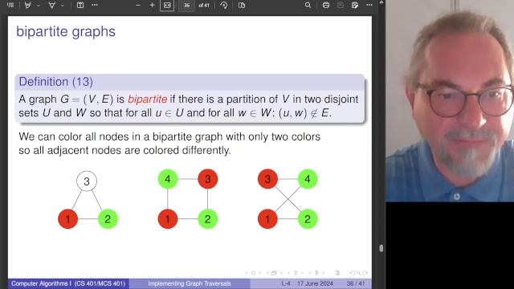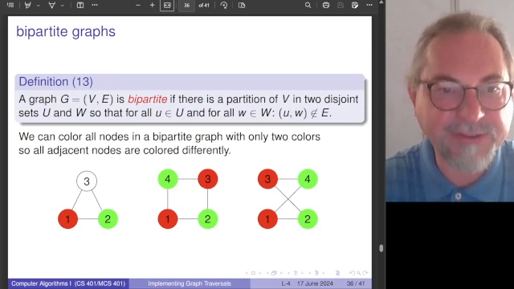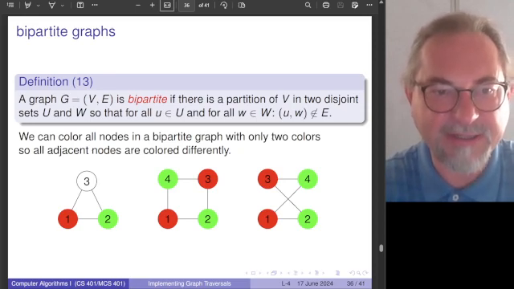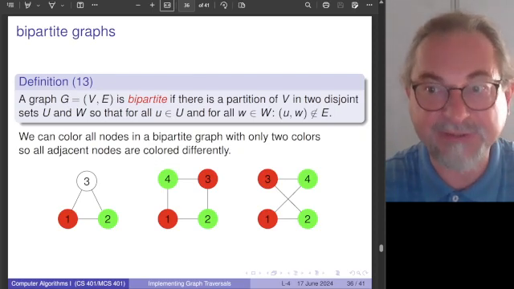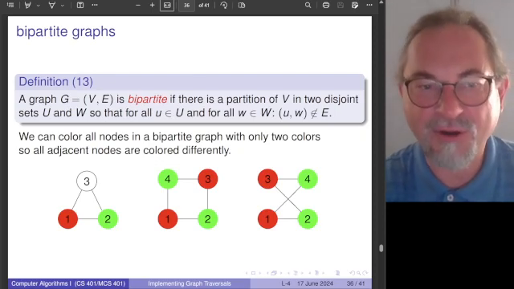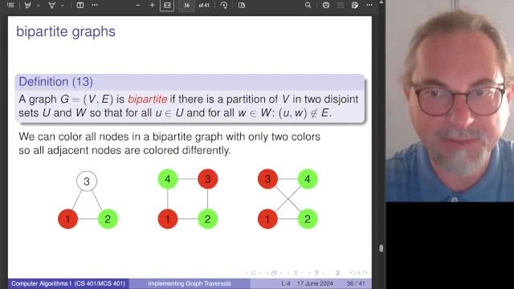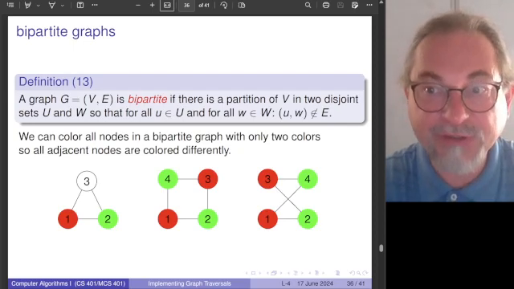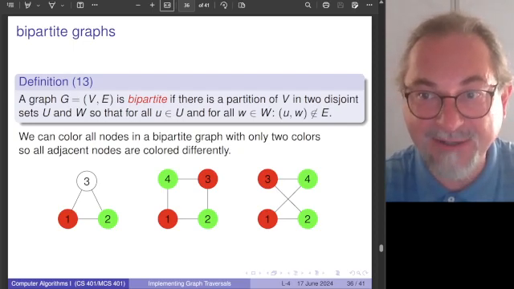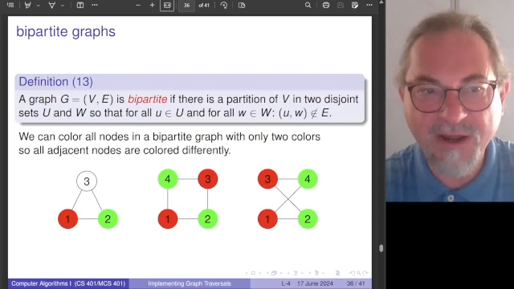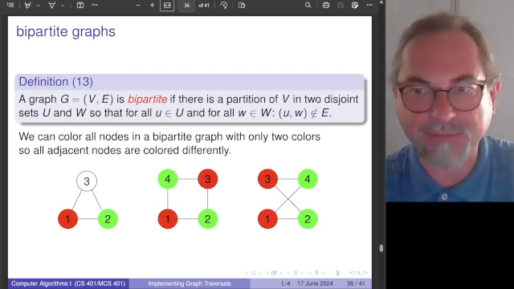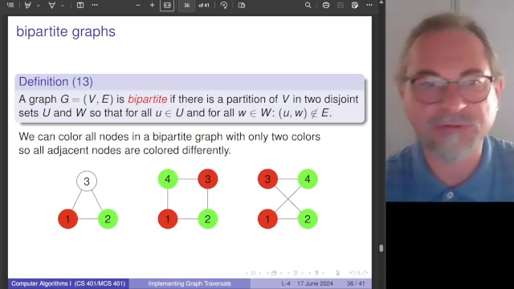The first graph with three nodes is actually a triangle, and there you need three different colors. So that is an example where the graph is not bipartite. It's actually the simplest example of a graph that is not bipartite. So as soon as you have a triangle in your graph, if that is a subgraph, you know that the graph is not bipartite.